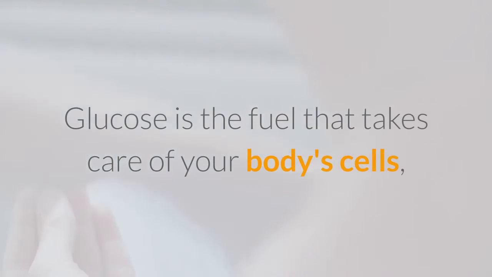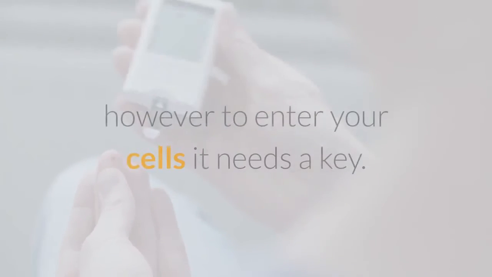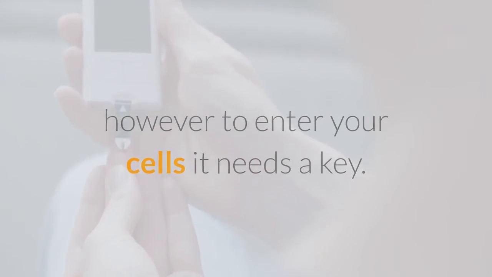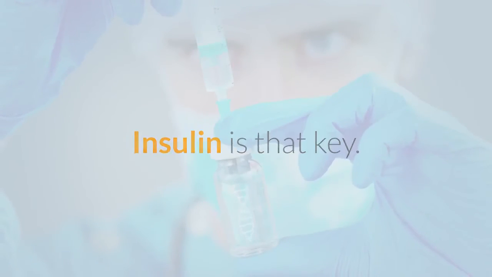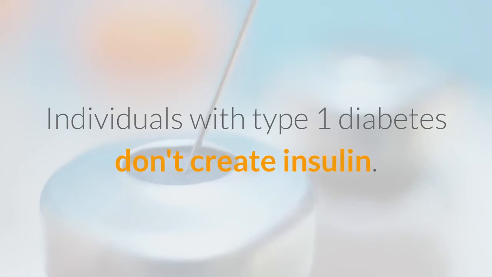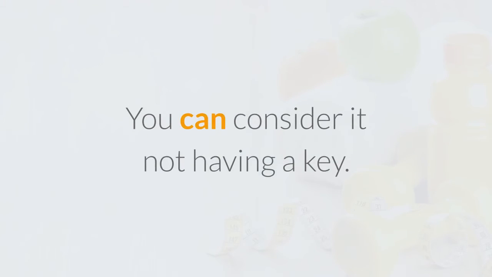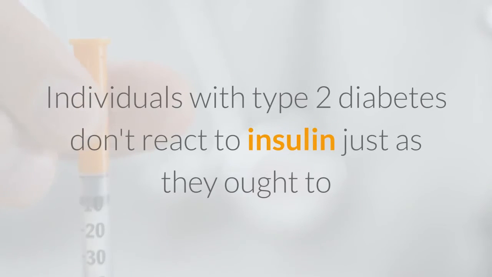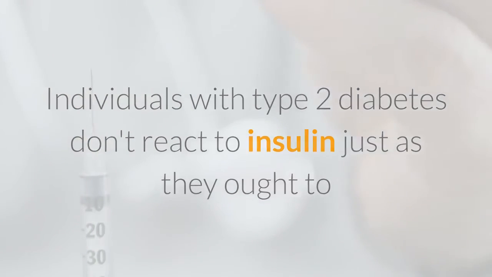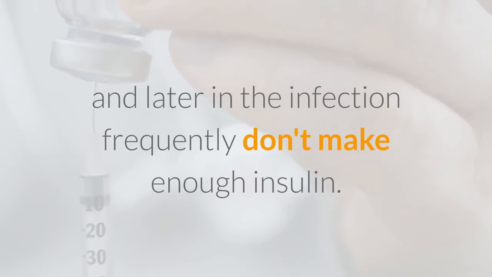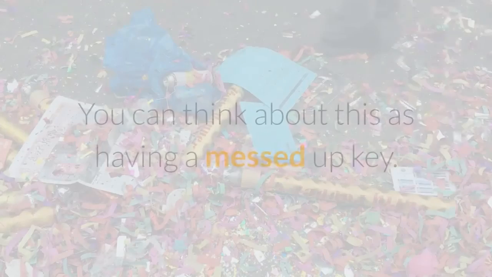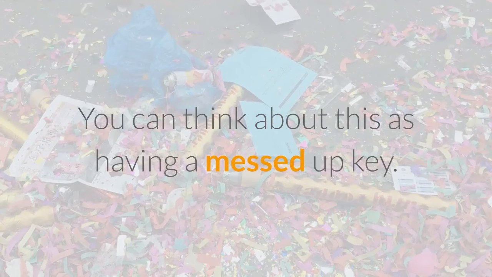Glucose is the fuel that feeds your body's cells, but to enter your cells it needs a key. Insulin is that key. People with type 1 diabetes don't produce insulin. You can think of it as not having a key. People with type 2 diabetes don't respond to insulin as well as they should, and later in the disease often don't make enough insulin. You can think of this as having a broken key.